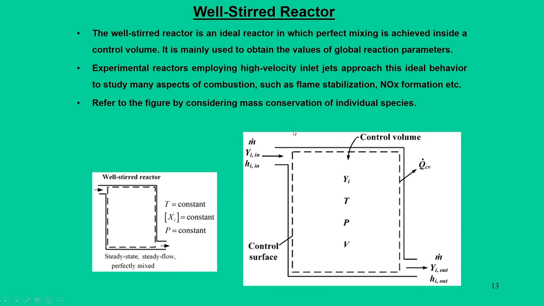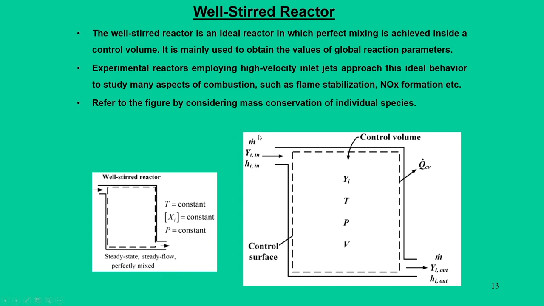The next reactor that we are going to analyze is a well-stirred reactor. So, till this point we have been looking at how the reaction takes place with respect to time. But a well-stirred reactor is a steady state, steady flow, perfectly mixed reactor. We can imagine that some fuel is entering continuously and the mixing takes place, and products are leaving. So, after reaction the products are leaving, and in this entire model the temperature remains constant, concentration remains constant and pressure remains constant. But what we look at within this control volume are the mole fractions, temperature, pressure and volume, or we can say the steady state values.